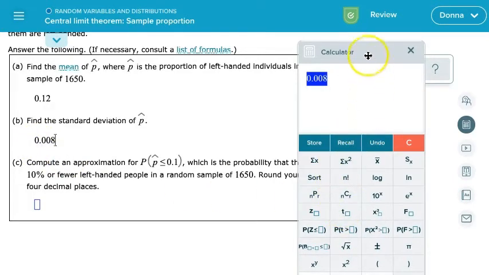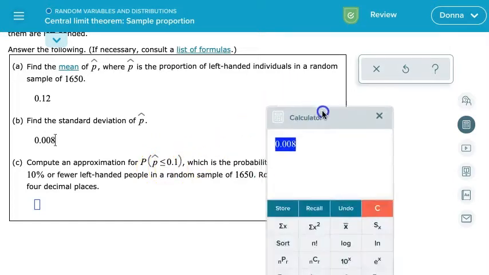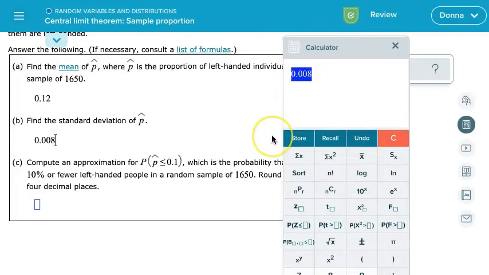The next thing they ask us to find in part C is to compute an approximation for the probability of the sample proportions that are less than or equal to 0.10, that 10%. What's the chance that that would happen? So let's go ahead and find that.